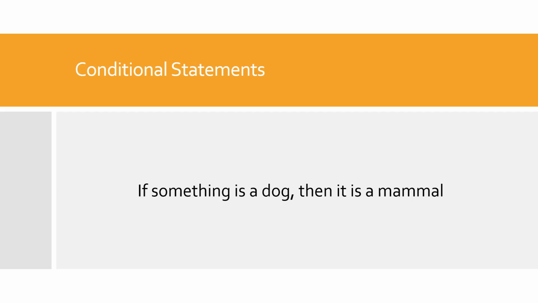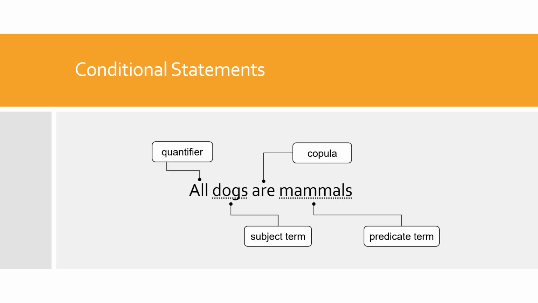Let's take the simple example of if something is a dog, then it's a mammal. A very clear conditional statement. Well, note that the antecedent here is going to be something is a dog, and the consequent is simply it is a mammal. And of course, what we have to do to follow the rule is convert this into a universal, and then the antecedent becomes my subject term, and the consequent becomes the predicate term. A reasonable translation then would end up being all dogs are mammals.